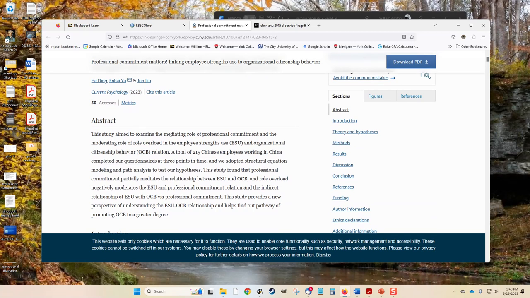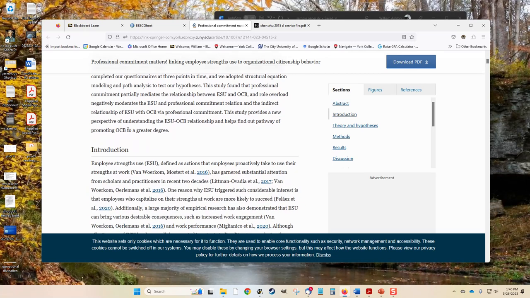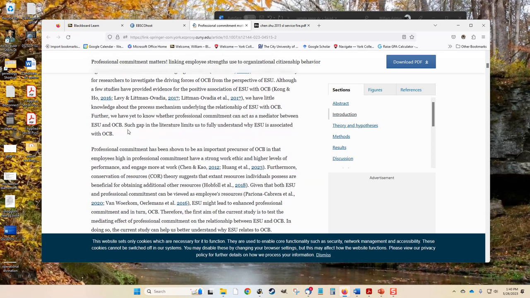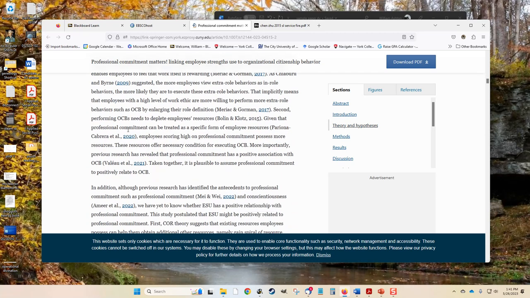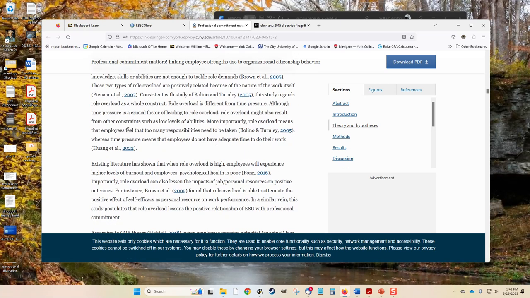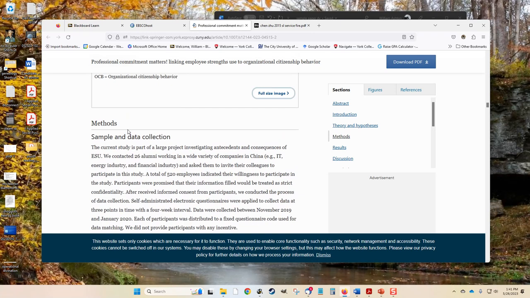This study aimed to examine the mediating role of professional commitment and the moderating role of role overload on employing strength. Okay. Looks good. Theory and hypothesis. Hypothesis. Sample and data. Method. So we have a psychology journal, recent, and it looks like it's empirical.